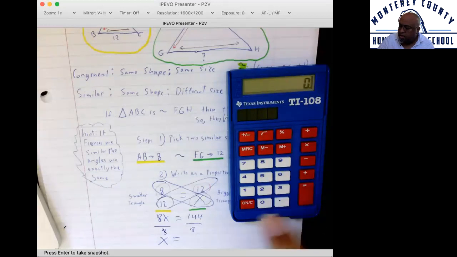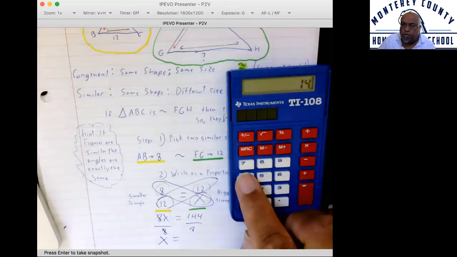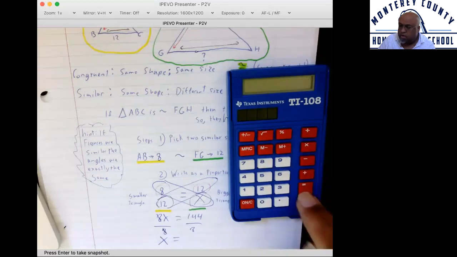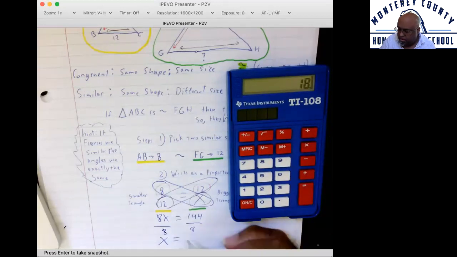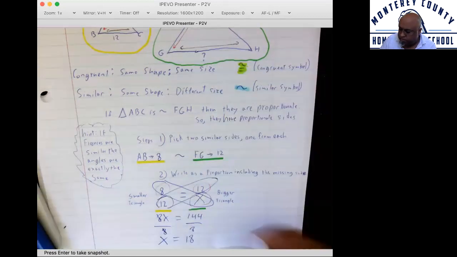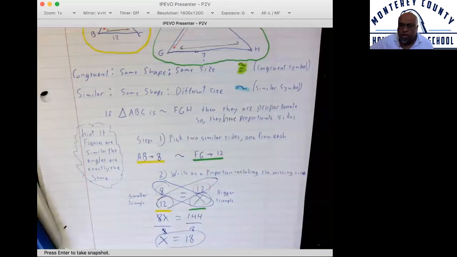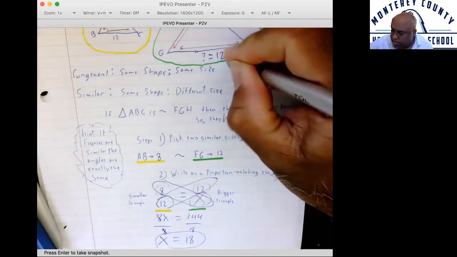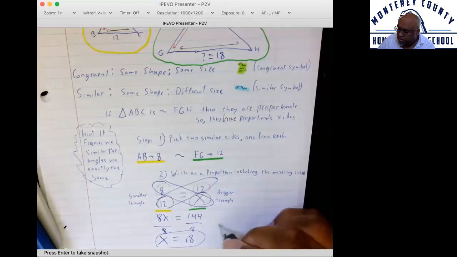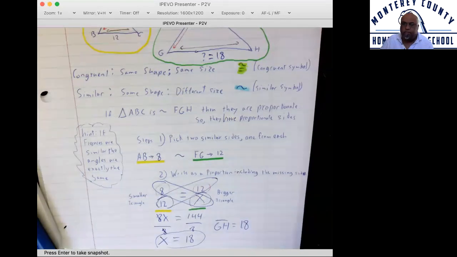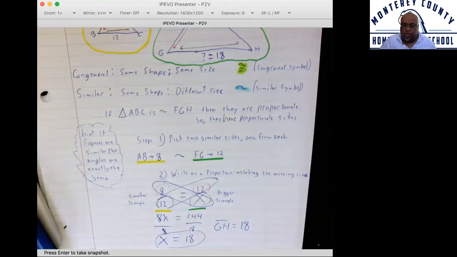144 divided by 8 equals 18. Very good. So the missing side, x, is 18. There's our solution. Now I'm going to take the solution, go back up to the triangle, and write 18. So side GH equals 18.